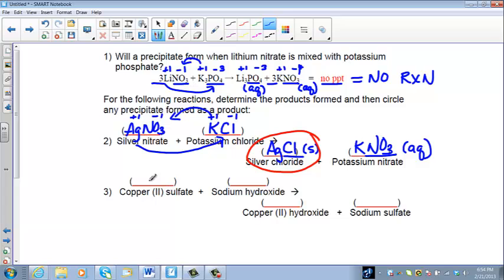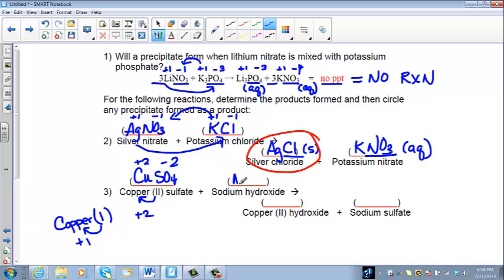And the last one, copper sulfate. Oh, copper 2 sulfate. So remember that that Roman numeral tells us that we are using the +2 charge for copper. Remember, if it said copper 1, then we would be using the +1 charge. The Roman numeral tells you the actual charge. So this is going to be Cu +2. Sulfate is SO4 with a -2 charge.